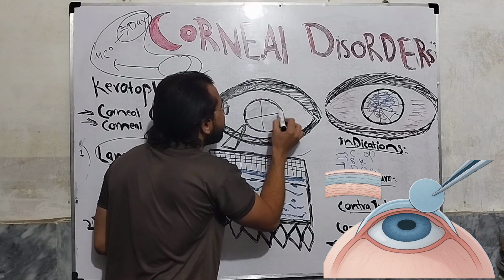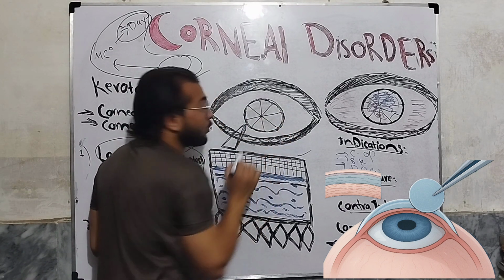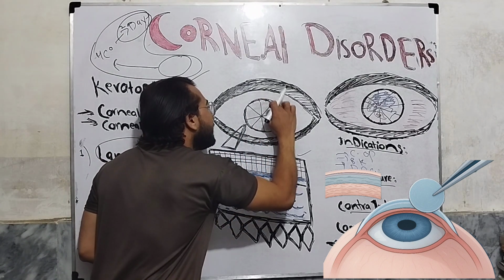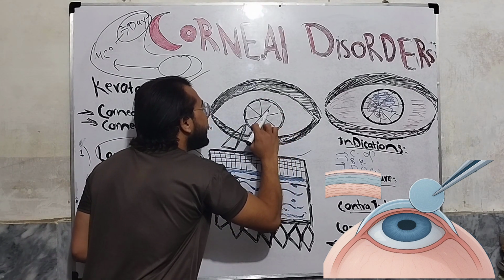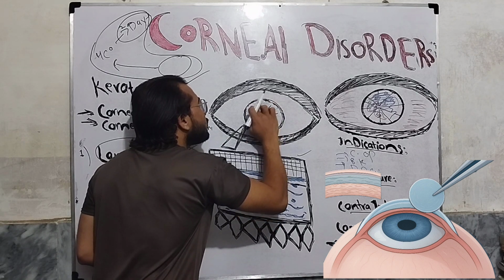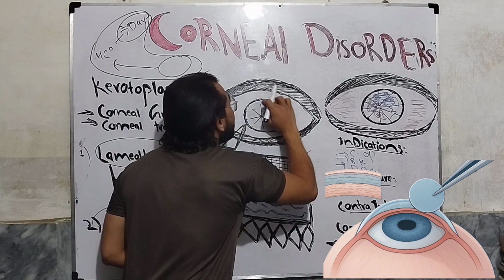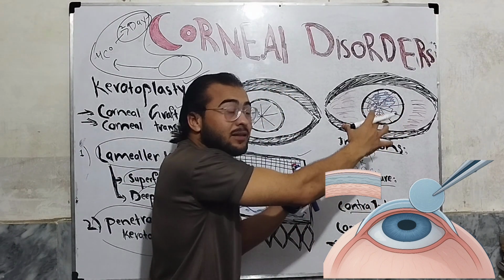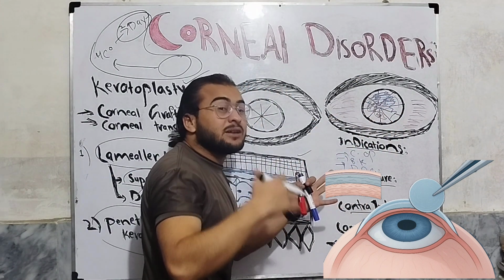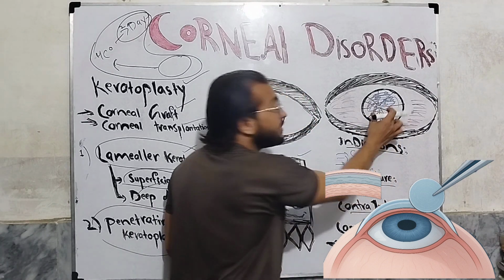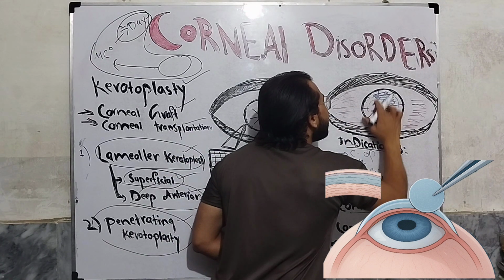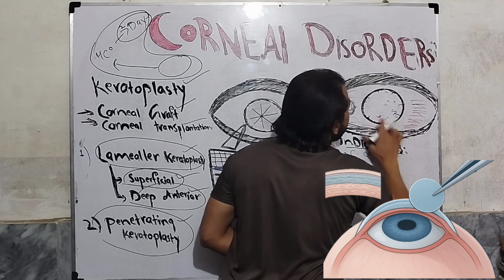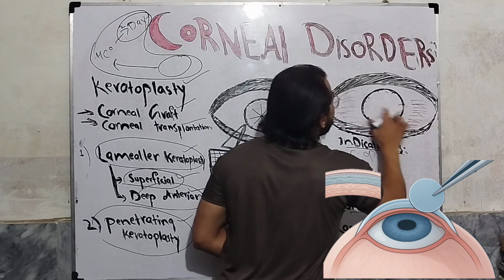For example, if this is the donor's healthy cornea, we will remove the donor's healthy corneal button within 6 to 48 hours of death. Then we will remove the recipient's, the patient's, corneal button. This is the diseased cornea. So we will replace the entire corneal button of the recipient. The entire corneal button of the recipient has been removed.